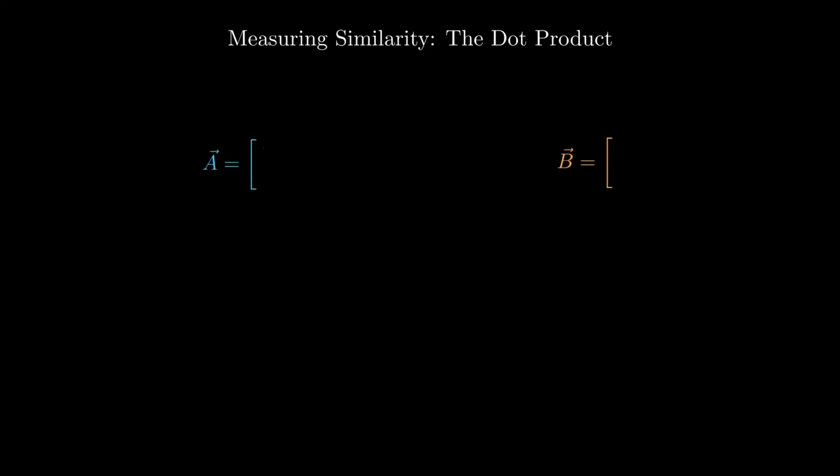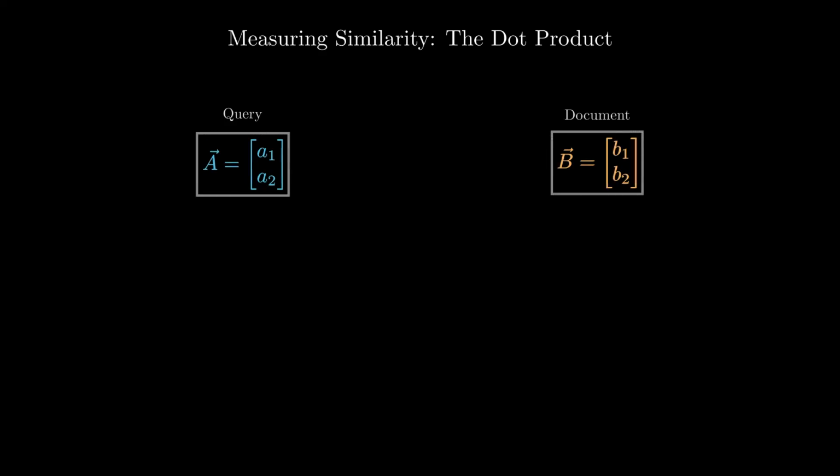To a computer, semantic similarity isn't a feeling, it's a calculation. Specifically, it's an operation called the dot product. Let's look at our query vector, A, and a document vector, B. While we visualize them as arrows, the computer sees them as lists of numbers or matrices. To calculate how similar they are, we check their alignment dimension by dimension. First, we multiply the corresponding components of the first dimension. Then, we do exactly the same for the second dimension.